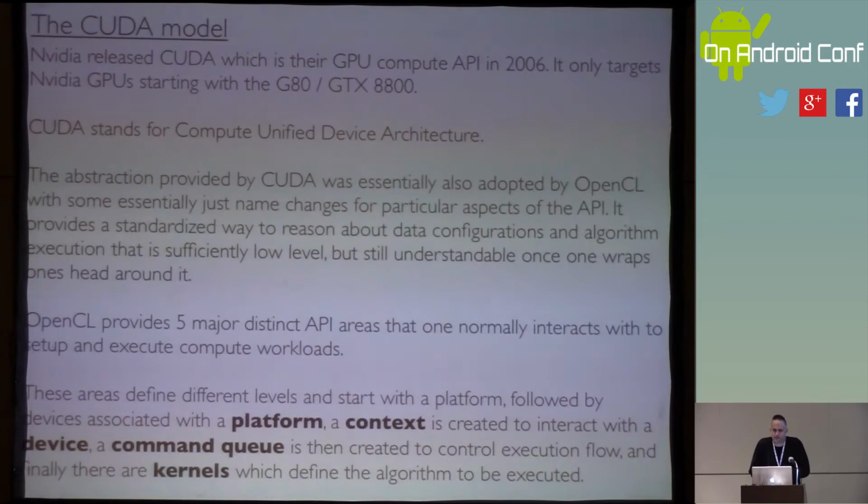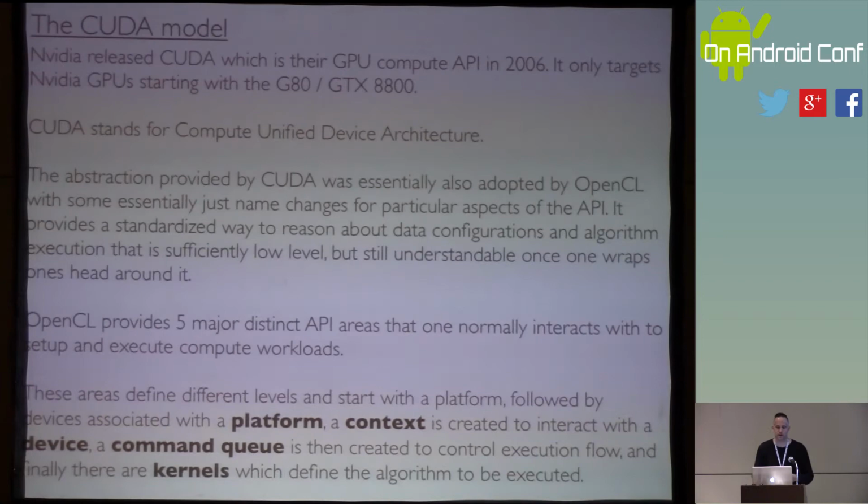CUDA provides an abstraction layer that is still reasonably low level, but understandable to mostly mere mortals. OpenCL is still a difficult area to do programming with, but it's manageable. It makes difficult things manageable with a way of describing the data and how you're executing that data in parallel, in a way that you can get into your head. You can really get a feeling for how the hardware is working.